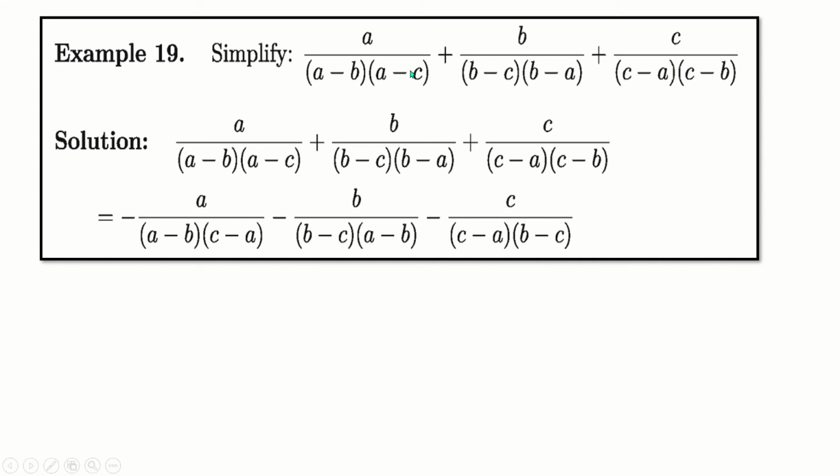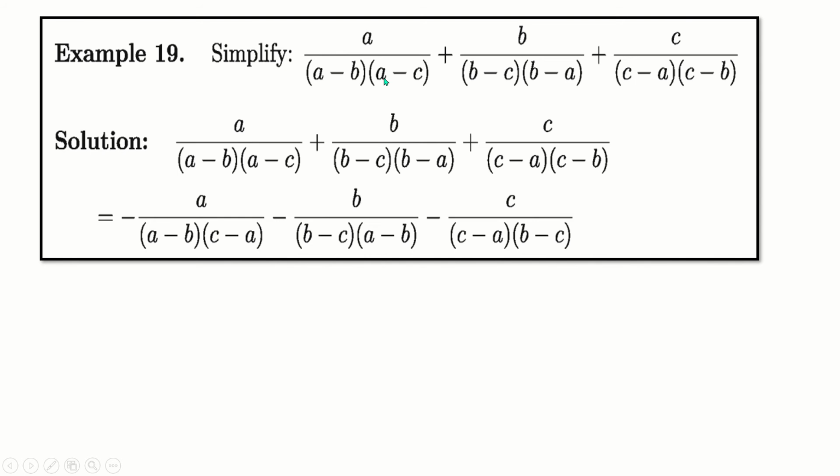Here we have a minus c and c minus a, both forms. So we have to convert any one term of this. As we know, the cyclic expression will be a minus b, then b minus c, then c minus a. So we have to convert a minus c into c minus a, b minus a into a minus b, and also c minus b into b minus c. For making this, we have to take minus common.